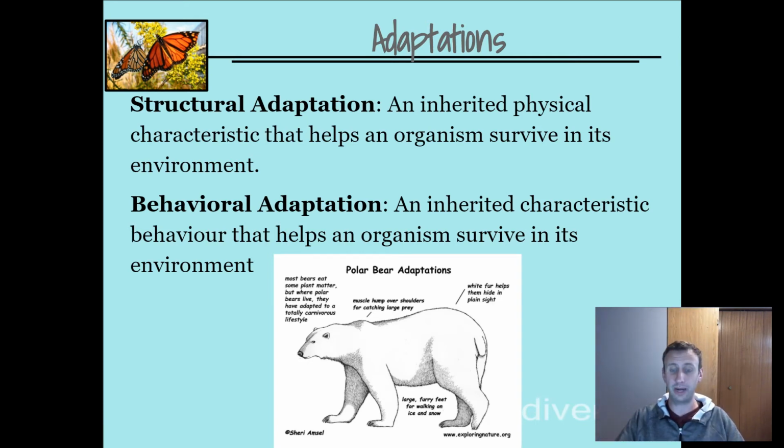When we look at the polar bear, we actually have 4 different adaptations that are talked about here. I'll read them out. They're also in your notes. White fur helps them hide in plain sight. Large furry feet for walking on ice and snow. Muscle hump over shoulder for catching large prey. Most bears eat some plant matter, but where polar bears live, they have adapted to a totally carnivorous lifestyle. Okay, so of those 4 adaptations, I want you to identify which one is the behavioral adaptation.